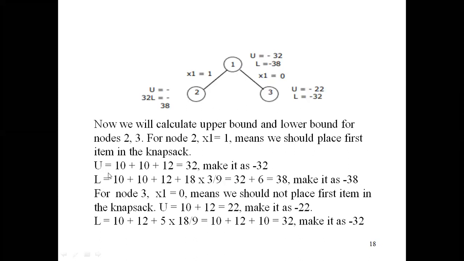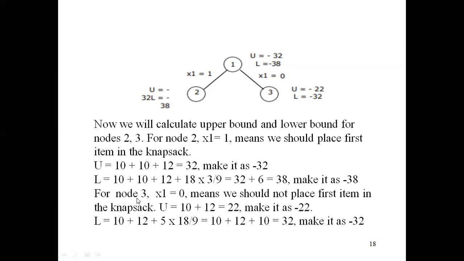Now, what is the u value? 10 plus 10 plus 12, since first item, second item, and third item, 32, makes it minus 32, since we are taking the negative value. Now, the lower bound is 10 plus 10 plus 12 plus the fraction part also we need to take, that is 18 multiplied by 3 by 9. So that is equal to 32 plus 6, that is equal to 38, since we have considered the fraction part also in the lower bound. So the value is minus 38.